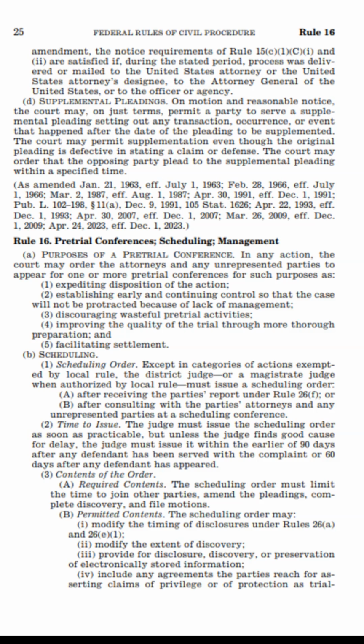The judge must issue the scheduling order as soon as practicable, but unless the judge finds good cause for delay, the judge must issue it within the earlier of 90 days after any defendant has been served with the complaint or 60 days after any defendant has appeared.